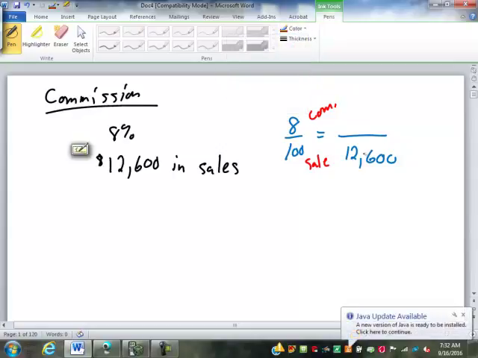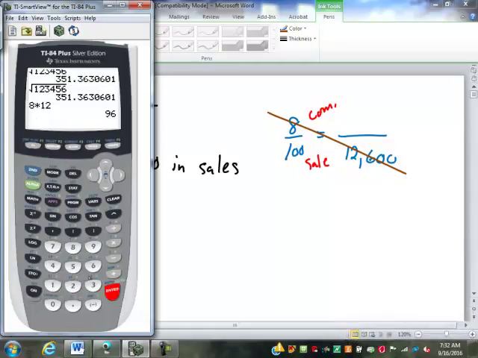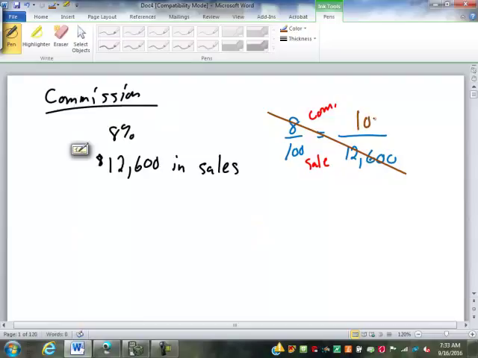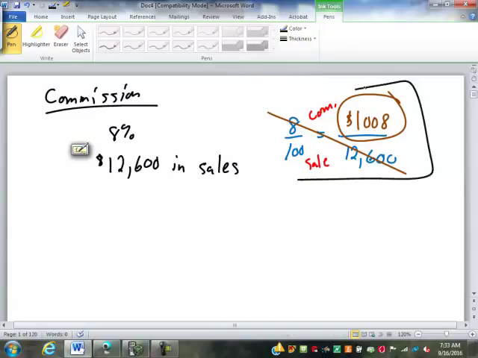So we can cross multiply and divide here. 8 times 12,600 divided by 100. It was $1,008 in your commission. Not too hard to do. But if you're going to be doing this calculation over and over again every week, setting up this proportion is a little bit of a clumsy way of doing it.